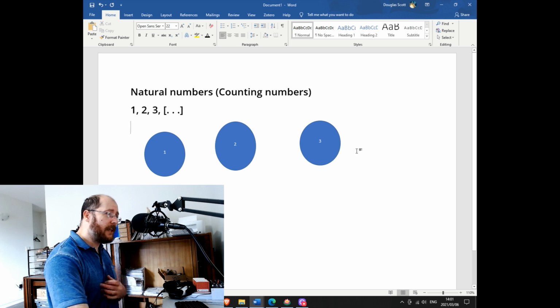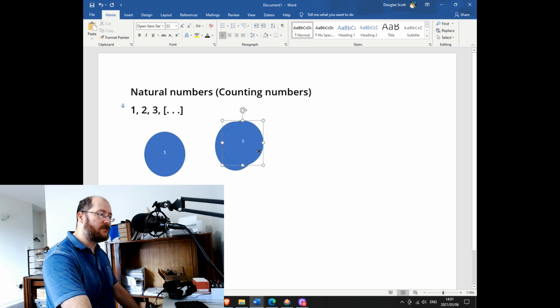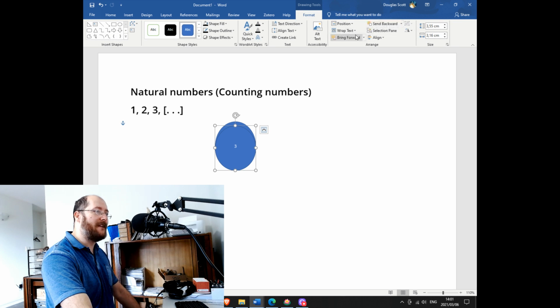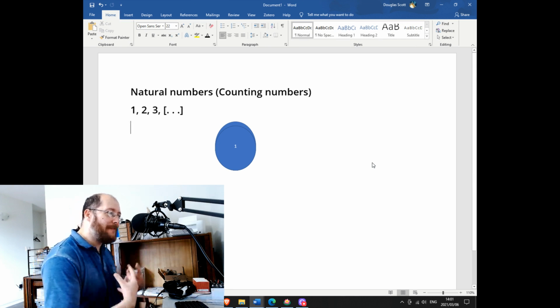But this only works when you have certain sorts of objects that behave in certain ways, where you can't overlap these things. Let's bring one to the front. There we go. Okay. So when you can overlap things like that, well, then the rules don't apply.